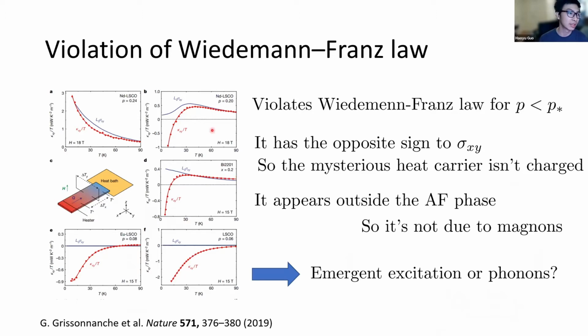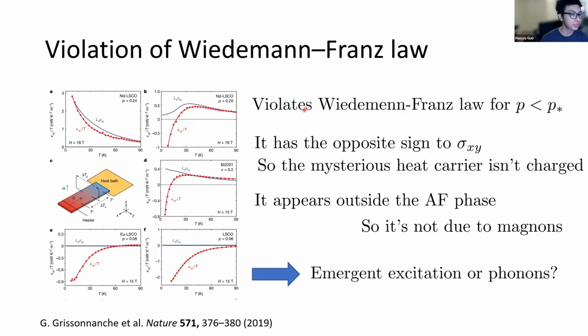This one I'll talk about next is also from Louis Taillefer's paper. Here they are plotting sigma_xy together with kappa_xy and comparing. We can see that it's satisfied at high temperature and at high doping. The violation starts pretty much when you are below the critical doping. All right, thanks. Let me continue.